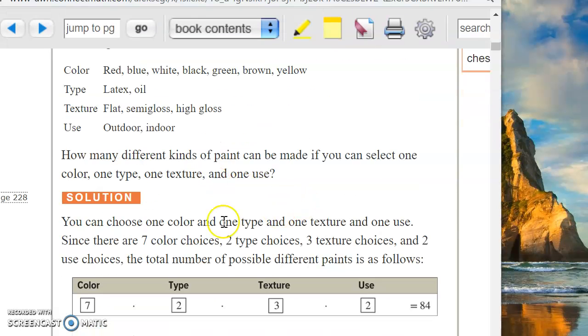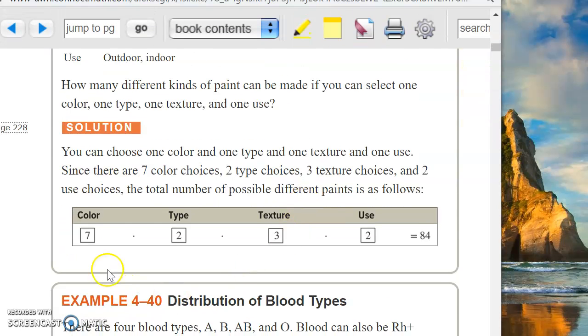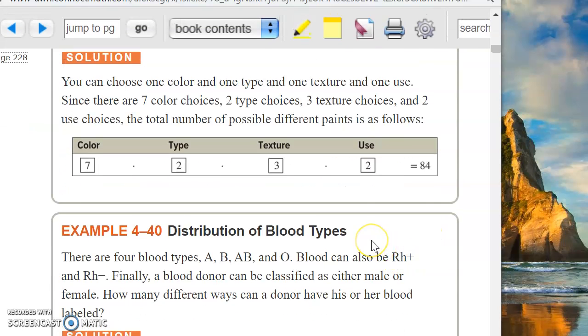So how many different types of paints can you make? It's very useful sometimes to draw these little boxes and to say, okay, there's 7 possibilities, 2 possibilities, 3 possibilities. Multiply all these together and you get 84. So there's 84 possibilities out of these choices that you can come up with. So you could have 84 different types of paint in your store.